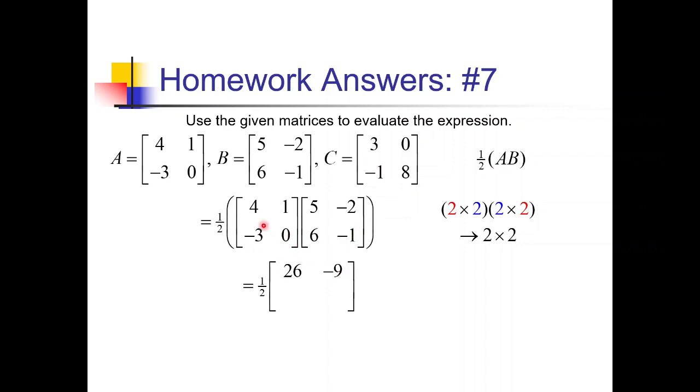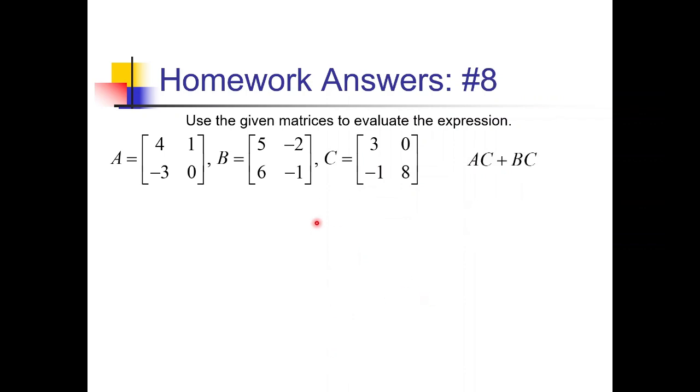Next up, we've got negative 3 times 5 is negative 15, plus 0 times 6, so negative 15. And then finally, negative 3 times negative 2, plus 0 times negative 1, that's going to be 6 plus 0, so just 6. And at this point, I'm going to multiply the 1/2 by everything in here. So that's going to be 13, negative 9 over 2, negative 15 over 2, and 3.